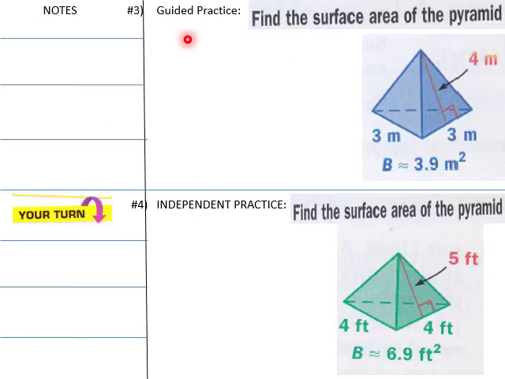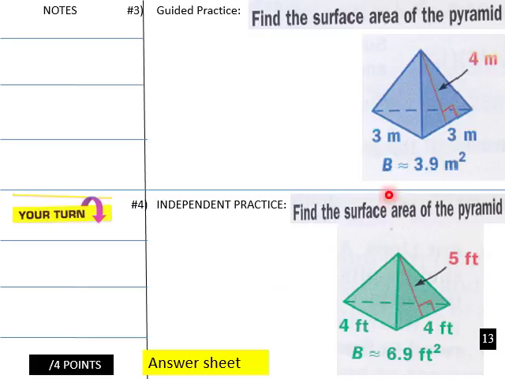And let's go into another guided practice. Find the surface area of this pyramid. Find the surface area of this pyramid, students, for your independent practice.